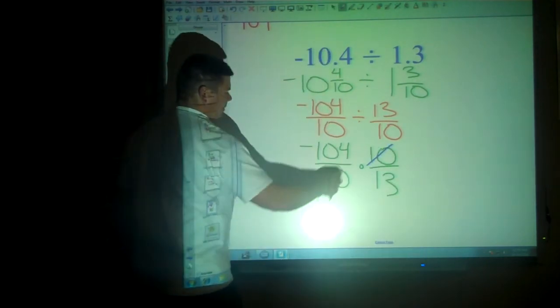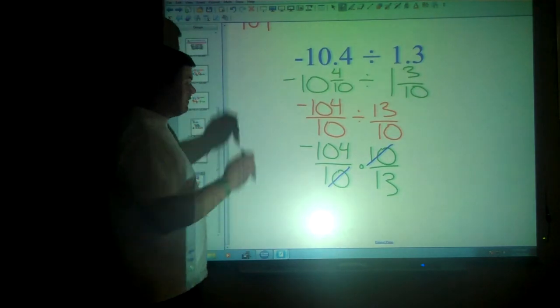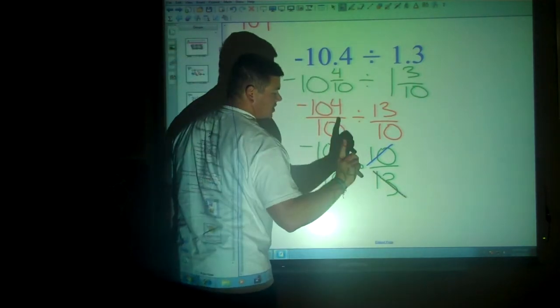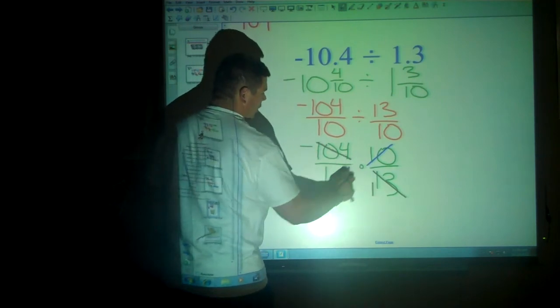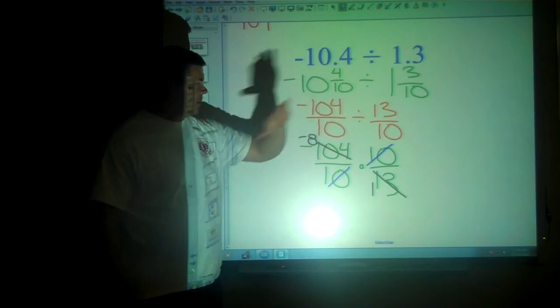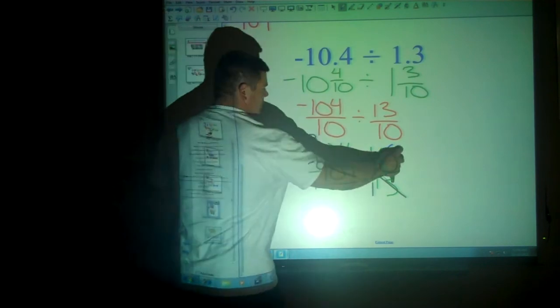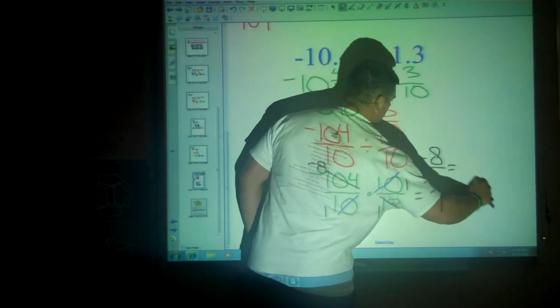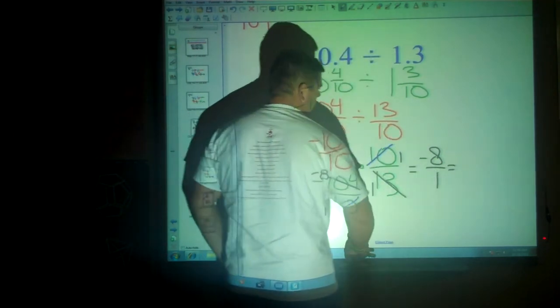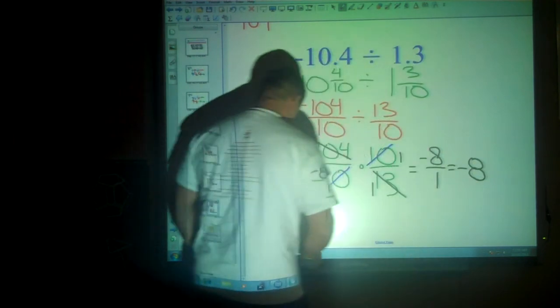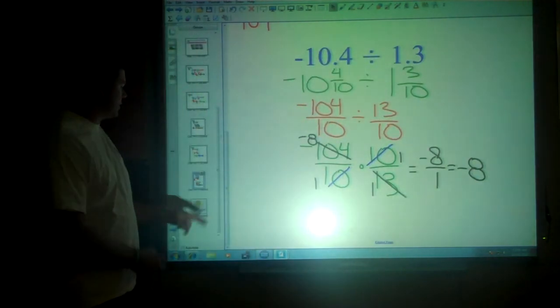Then the 10 on the top and the 10 on the bottom cancel out, and in fact, this is harder for people to see, 13 goes into itself once, and it goes into 104 8 times. So now it's a negative 8, and fractions multiply straight across. These are 1s because they cancel each other out, and you've got negative 8 over 1, which is negative 8. Same exact answer.